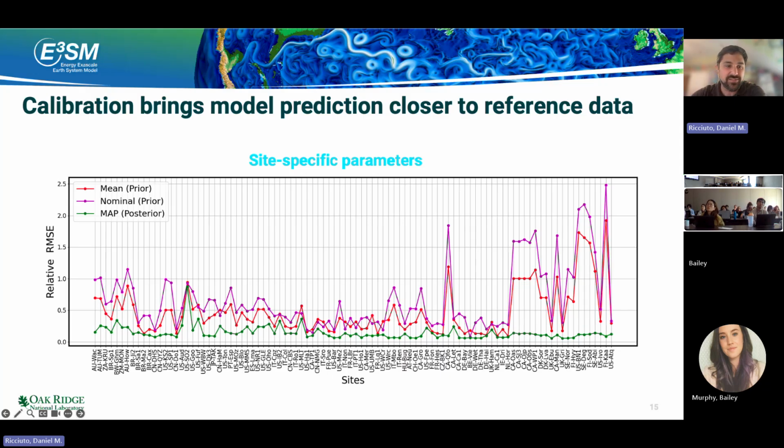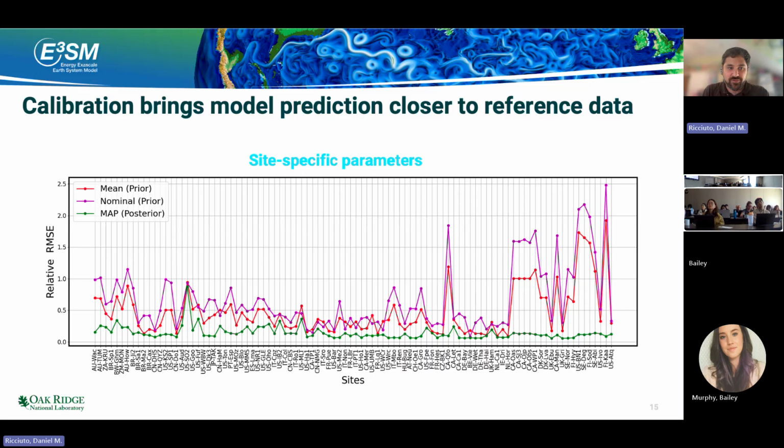Of course, at some sites, quite a bit of error still remains, which would indicate that there are probably some structural issues with the model. It's not able to reproduce the data very well. But with many sites, we do get that relative error down by quite a large fraction of what it was with the default parameters, especially for some of these sites out here on the end. I think these are, I can't remember if these are arranged by plant functional type. So these are more like the tundra and grassland sites out here on the end.